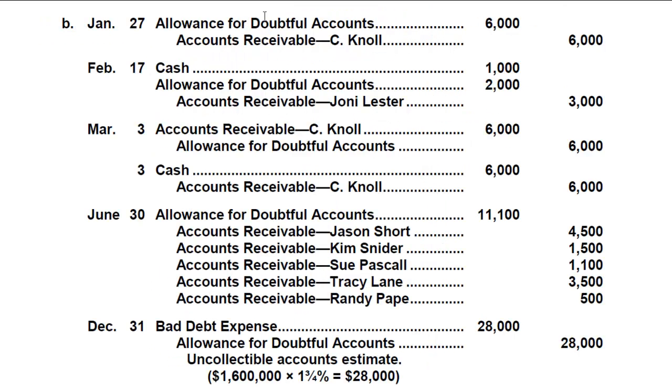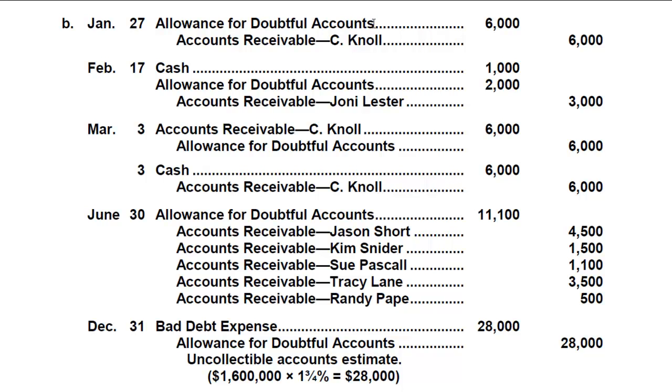Okay, so you can see here, same situation. This guy, Mr. Knoll, did not pay us. We deemed that it was uncollectible at this point. Instead of debiting bad debt expense, instead we are debiting allowance for doubtful accounts.